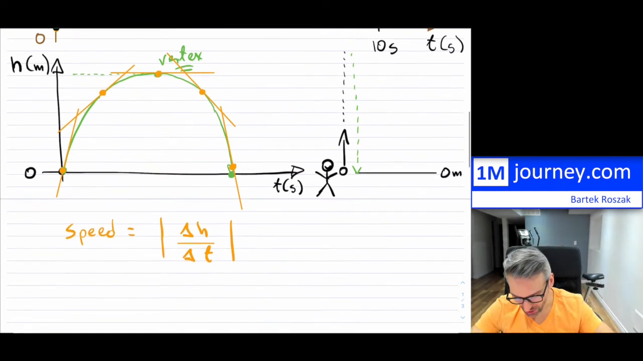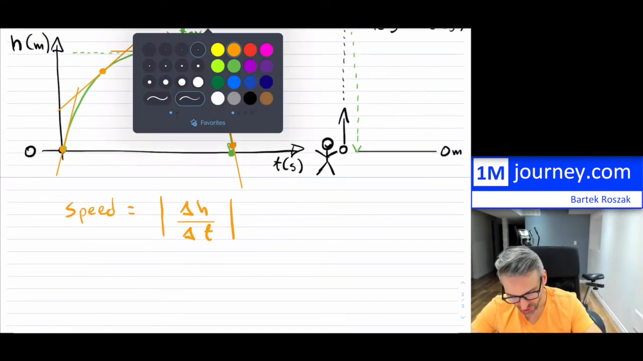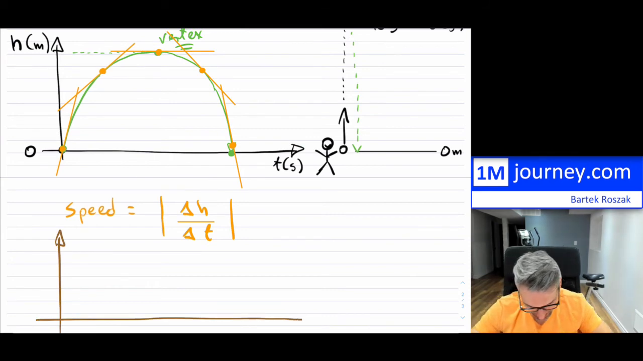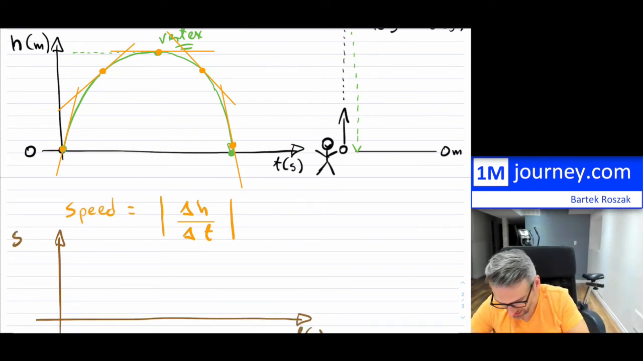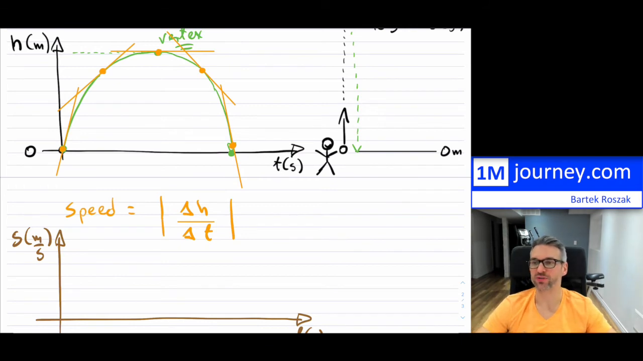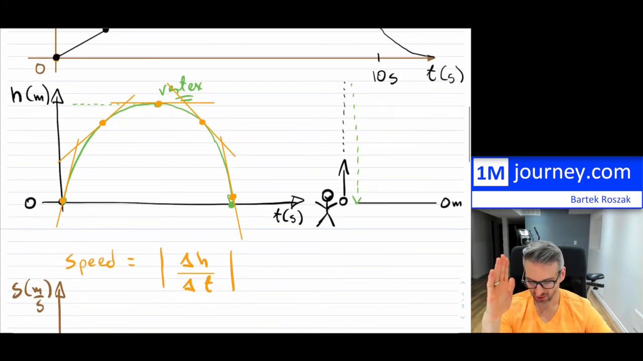So how would this look if we were trying to draw it? Let's say this is my time, and now I want to know my speed. I'm going to call speed S, and this is meters per second. So what happens? How would this look? It looks like my speed initially is the highest, right?